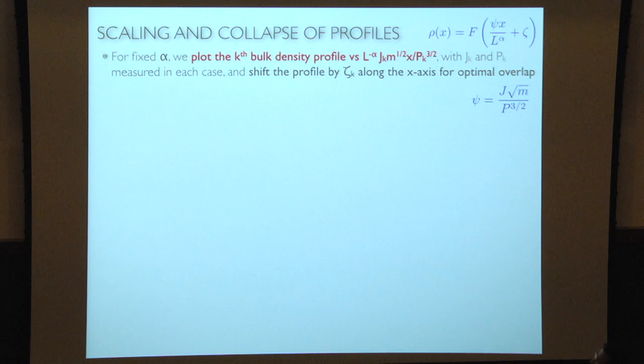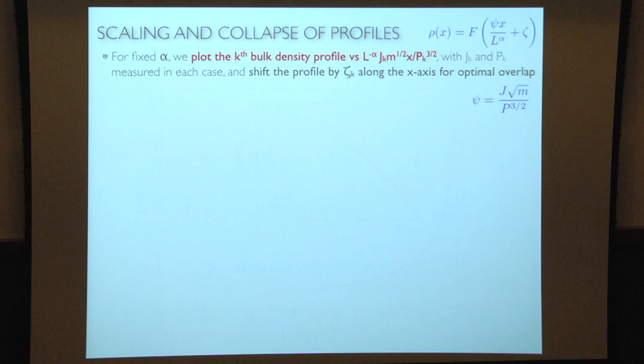So for a fixed mass ratio and a given alpha, whatever you do, you give a number, and then we plot the bulk density profiles versus this thing here. So the position scaled by the current over the pressure to the 3/2, both PK and GK are the ones that you measure. This mass is 1, so forget about it, times L to the minus alpha, where alpha is this number that you have fixed, that you don't know, okay? Recall that the reduced current looks like this, and we are looking for a scaling like that.